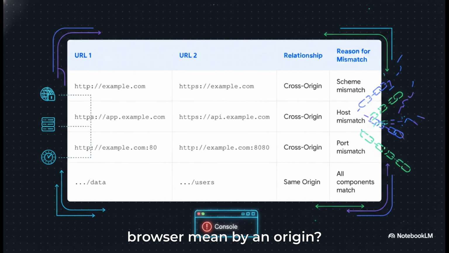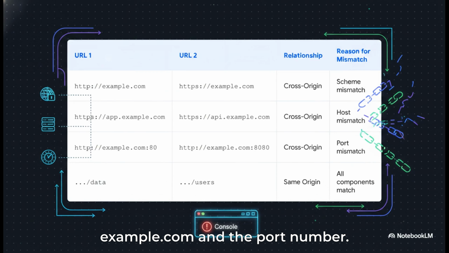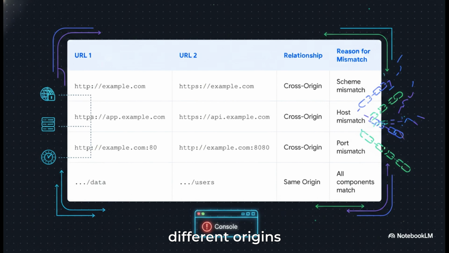So, what does the browser mean by an origin? Well, it's really specific. An origin is made of three parts: the protocol, so HTTP or HTTPS, the host, like example.com, and the port number. If any one of those three things is different between two URLs, the browser considers them cross-origin. And yeah, that means even app.example.com and api.example.com are from different origins because the host names don't match exactly.